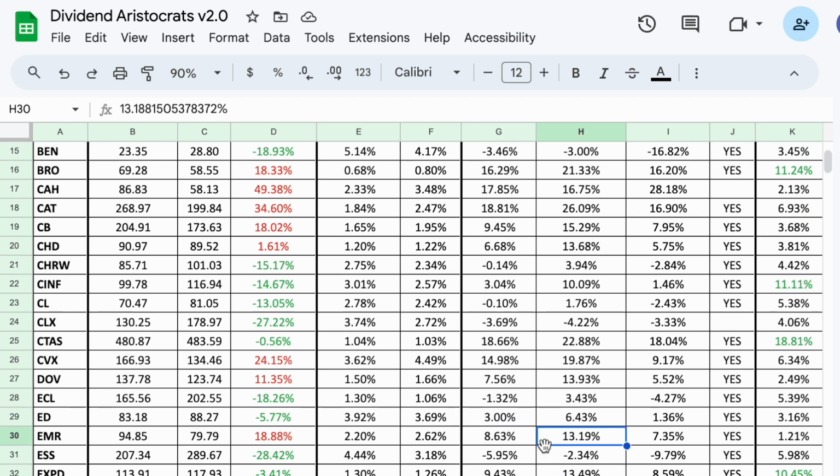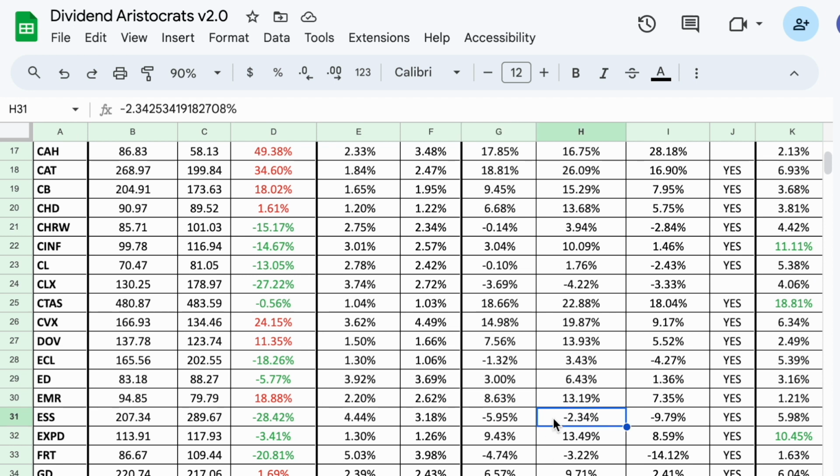Emerson Electric passes the test, with a return of 13.19% while undervalued, compared to 8.63% overall. Essex Property Trust passes the test as well, with a return of minus 0.23% while undervalued, compared to minus 5.95% overall. Expeditors International of Washington also passes the test, with a return of 13.49% while undervalued, compared to 9.43% overall.